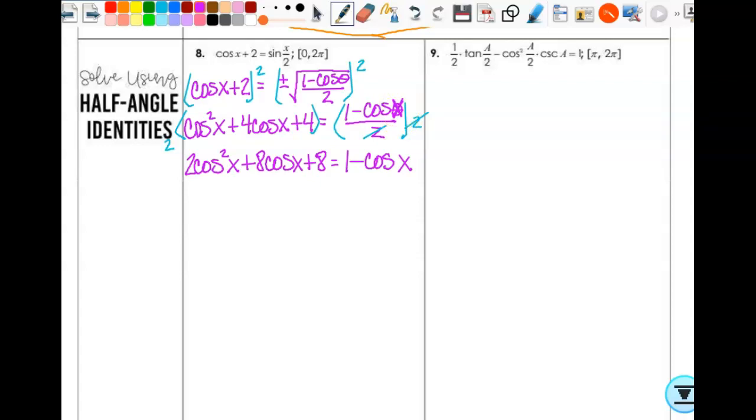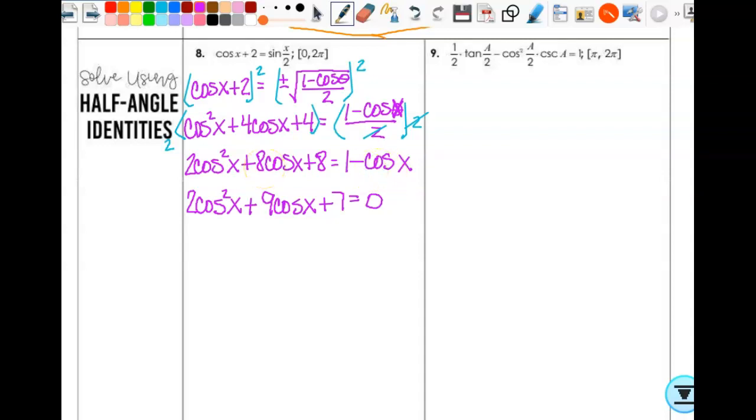Okay. So now I've got a quadratic. I need to set it equal to 0, so I'm going to move everything over to the left. So I've got 2 cosine squared x plus 9 cosine x plus 7 equals 0.